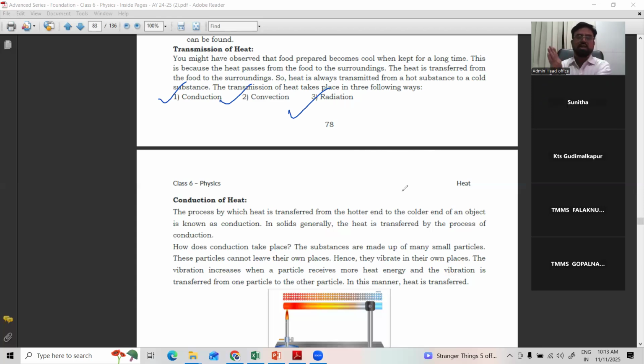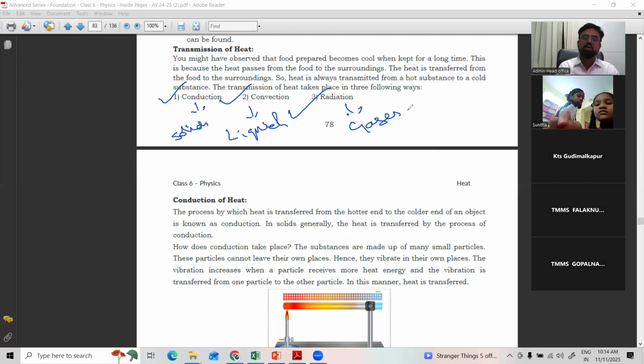One end to another end. Either it may be conduction, or it may be convection, or it may be radiation. All these three we can see in our day-to-day life. Generally, conduction takes place in solids, right? Convection takes place in liquids, and radiation takes place either in gases or even vacuum also, space.